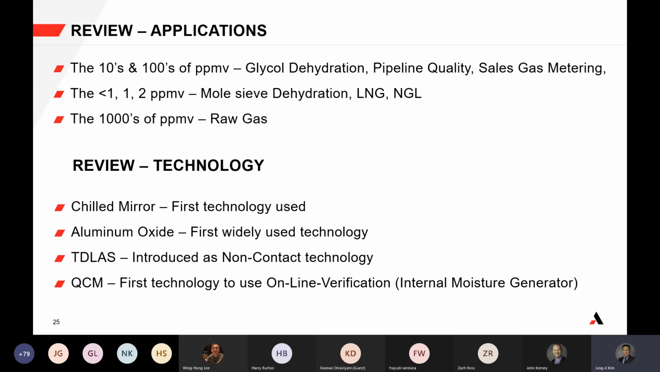Technology-wise, we covered chilled mirror, which was the first technology available or used for measuring moisture. Aluminium oxide, which was the first widely used technology. TDLAS, introduced as the non-contact technology, and QCM, the first technology to use online verification with the internal moisture generator.